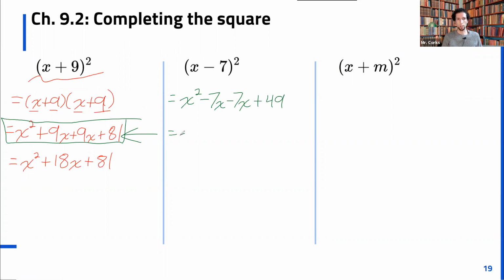And then this is x squared minus 14x, 2 times 7, plus 49. Okay, so hopefully we're starting to see a pattern here, and it should become very obvious with this one on the far right. So one more time, I want this version of it and then the other one afterward.